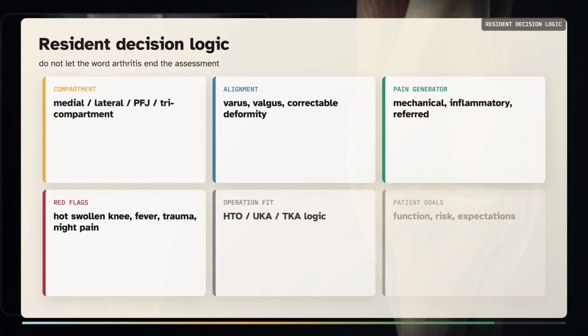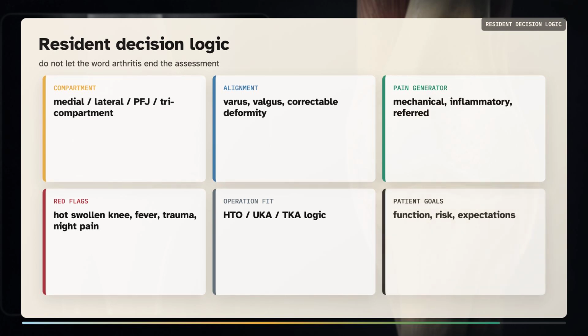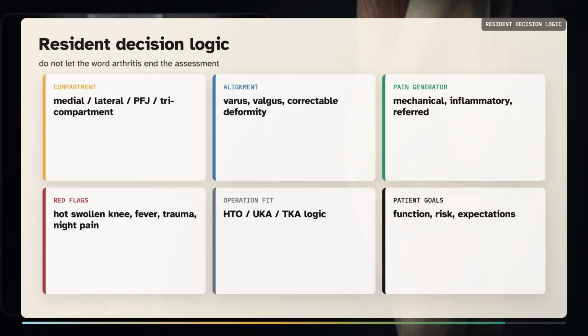Do not let the word arthritis end the differential. Acute hot swollen knee, fever, severe night pain, sudden inability to bear weight, or major trauma changes the problem. Also remember referred pain. Hip osteoarthritis, lumbar radiculopathy, vascular claudication, and inflammatory disease can masquerade as knee pain. The resident-level skill is not memorizing a grading scale alone. It is matching pain generator, compartment, alignment, function, and patient goals to the safest next step.